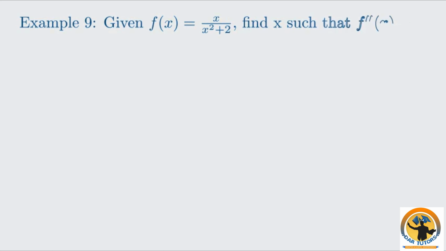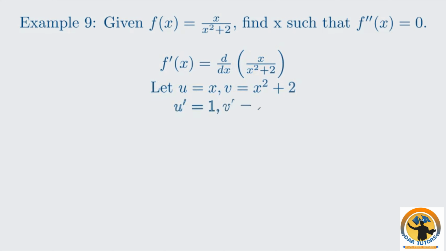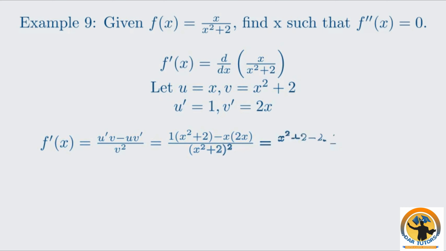Let's conclude with a final example that combines several concepts. Given f of x equals x over x squared plus 2, find the value of x for which the second derivative is 0. First, we find the first derivative using the quotient rule. Let u equal x and v equal x squared plus 2. Then u prime is 1 and v prime is 2x. Applying the quotient rule, f prime of x is 2 minus x squared, all over the quantity x squared plus 2 squared.